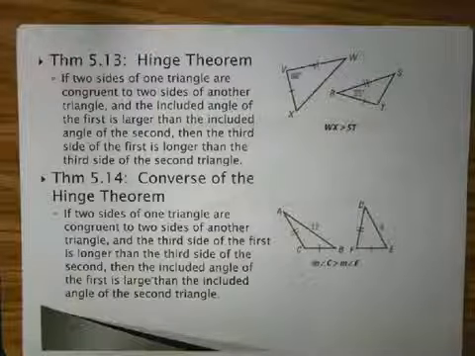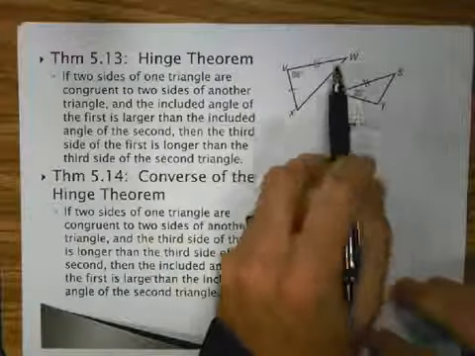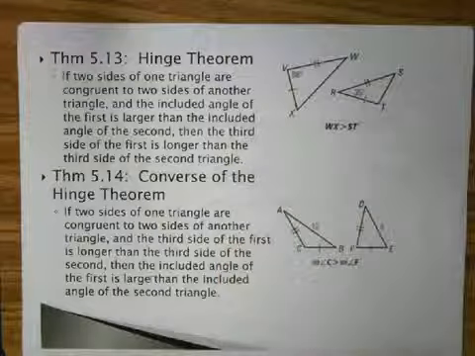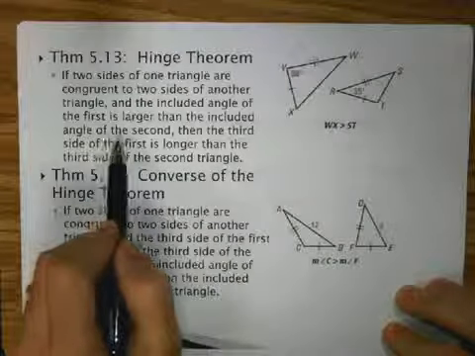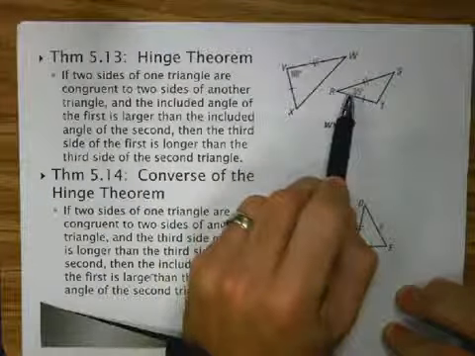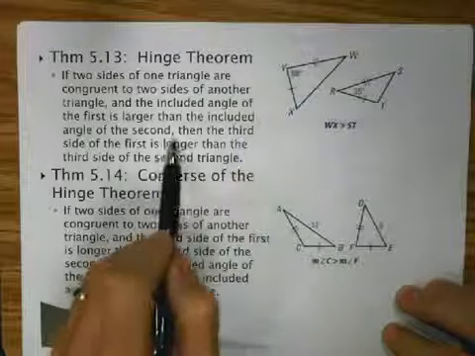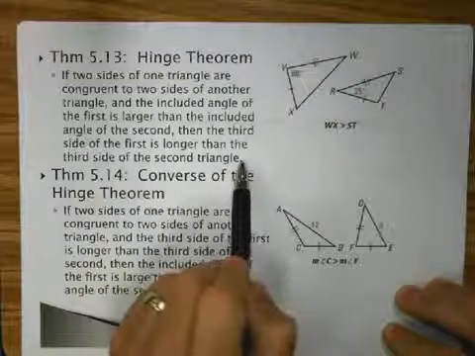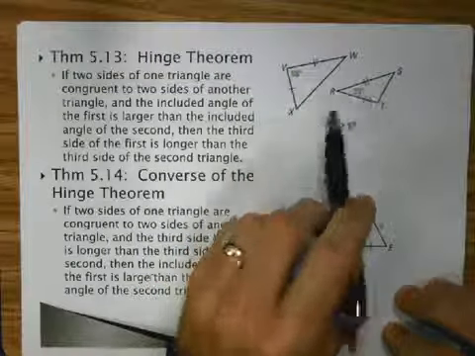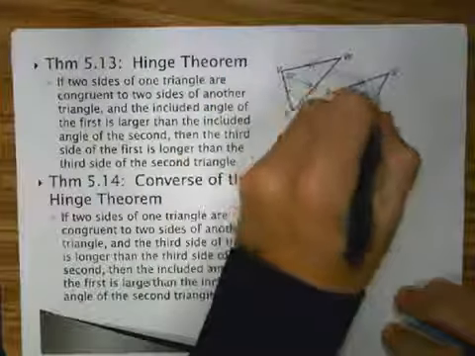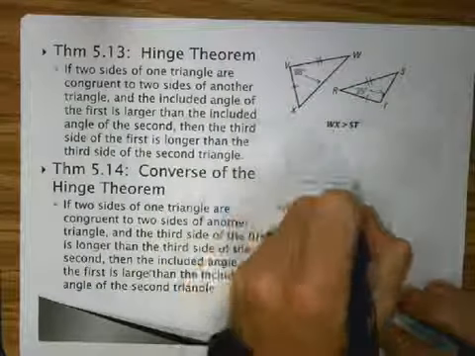So if two sides of one triangle are congruent to two sides of another triangle. If I look, VX and RT both have a single marking, VW and RS both have the double markings, so they match up. Then the included angle of the first is larger than the included angle of the second. 88 is bigger than 35. So side angle side, 35 there, side angle side, 88 there. Then we get the third side of the first is longer than the third side of the second. So because this angle's bigger, WX is bigger than ST. So WX is greater than ST, and that's by what we call our hinge theorem.